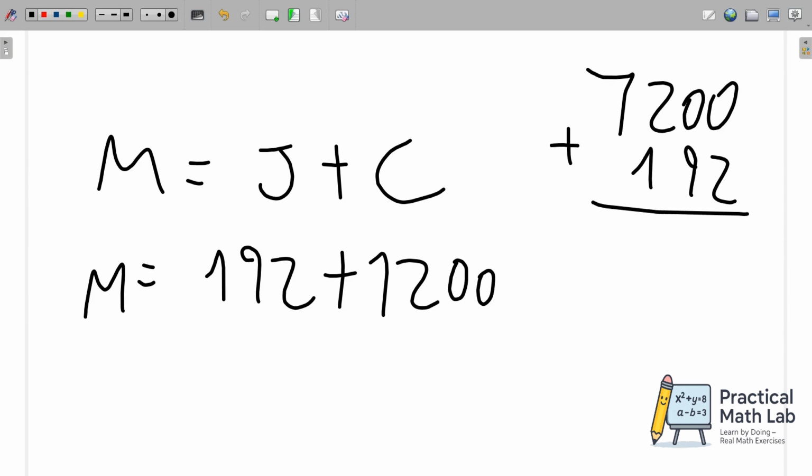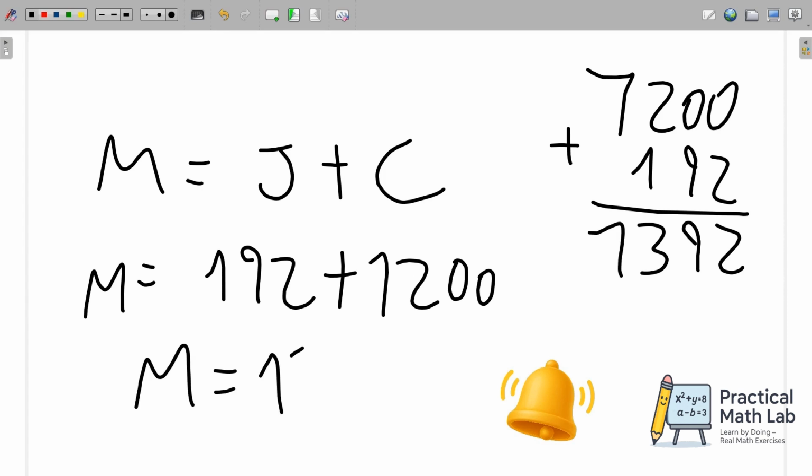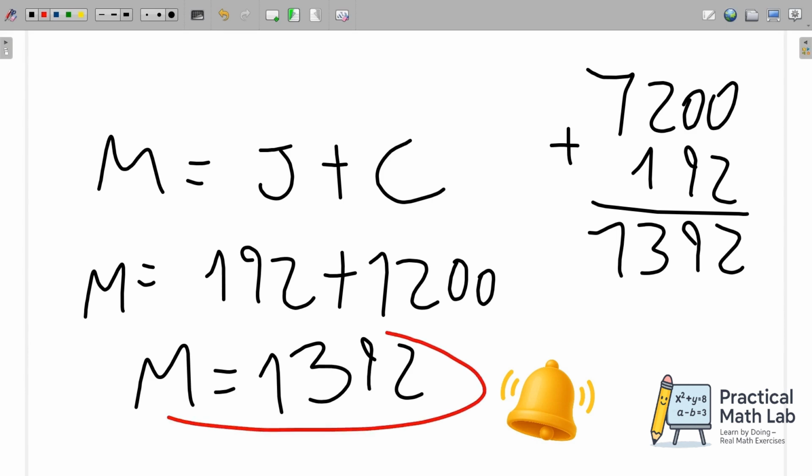0 plus 2, 2. 0 plus 9 is 9. 2 plus 1 is 3, and the 1 stays the same. So, the total sum is 1,392. This is the total amount redeemed after 8 months at a rate of 2% per month.